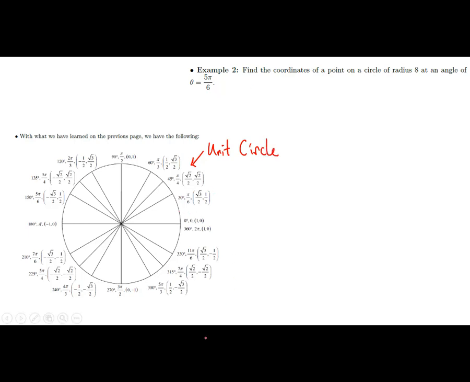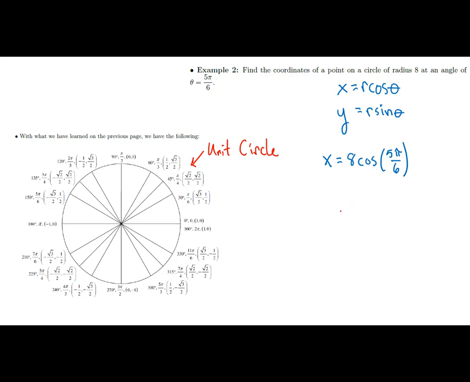All right, so let's take a look at an example here. It asks us to find the coordinates of a point on a circle of radius 8 at an angle of 5π/6. So we know, based upon what we learned earlier, that the x value can be found with r cosine theta, and the y value can be found with r sine theta. We know the radius is 8, and we know the angle. So x is equal to 8 times the cosine of 5π/6.